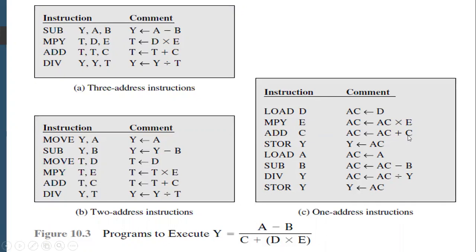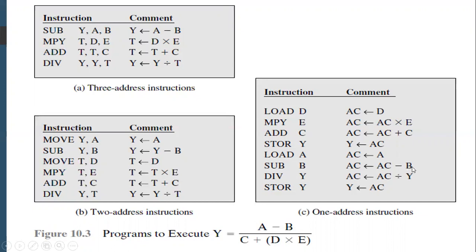Then next thing is add C. So we'll be adding contents of C into contents of AC. At this step you have your denominator. Now we are going to set aside this denominator, store into y. Whatever contents of AC are, we are going to transfer those contents into y. Now next instruction is load A, which means you are going to copy contents of location A into the accumulator. After that you are going to subtract B from A.